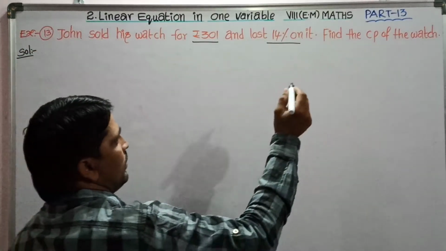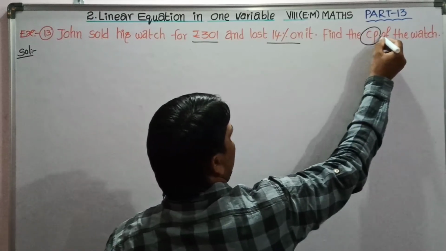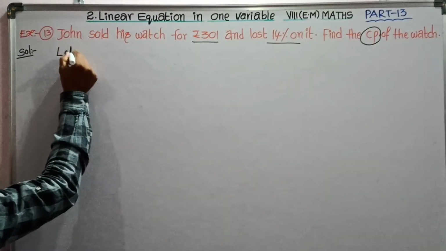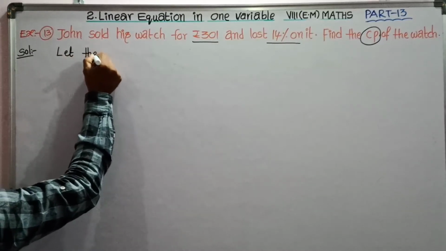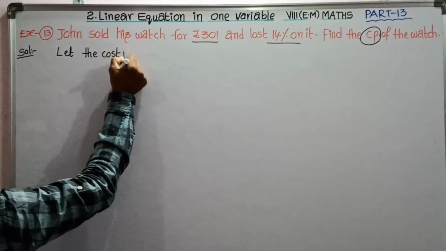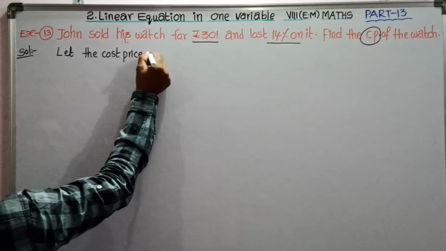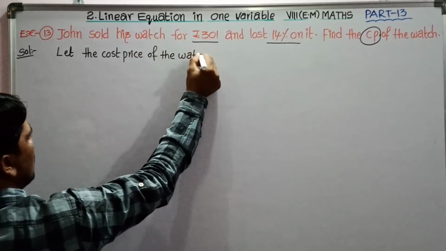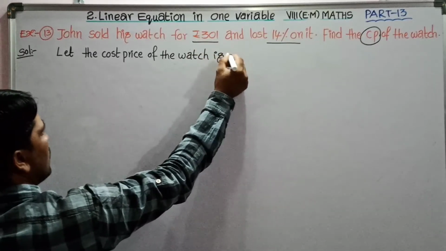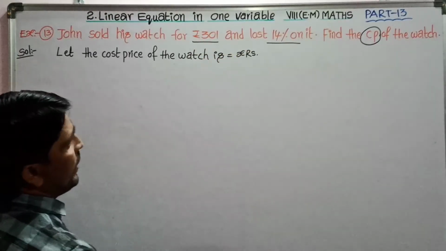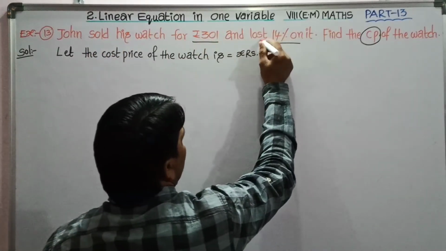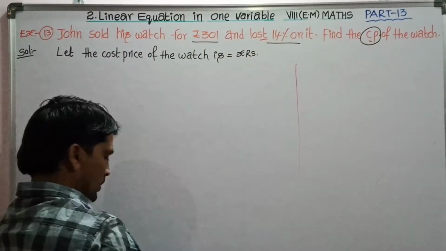Since we have to find the cost price of the watch, that is the unknown quantity, so let the cost price of the watch be x rupees. Let us find a relation between selling price, loss and cost price.